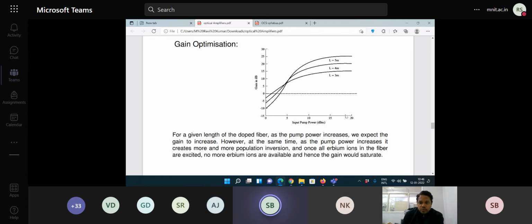So up to 5 dBm of input pump power, it's almost the same gain, but as you increase the pump power for increased length, there is a change in gain of about 5 dB for every 1 meter.